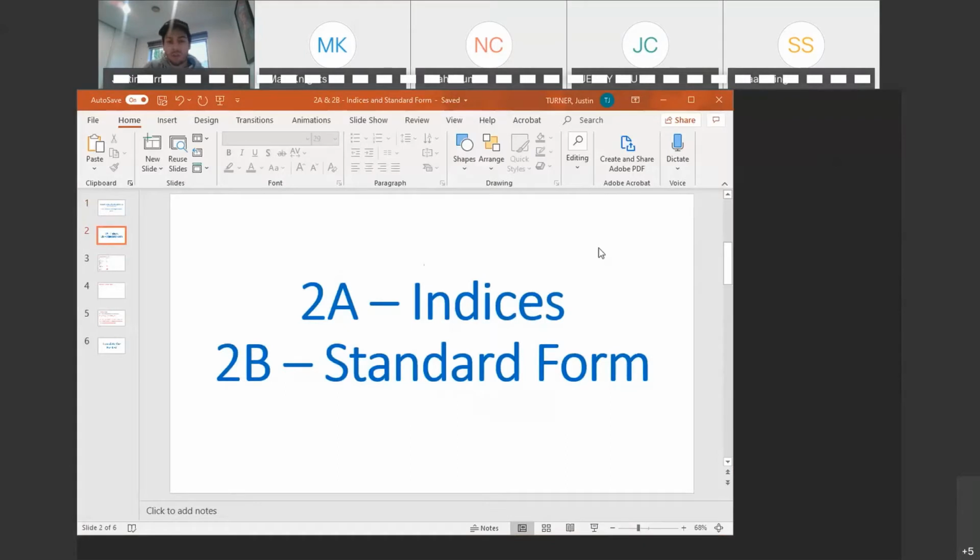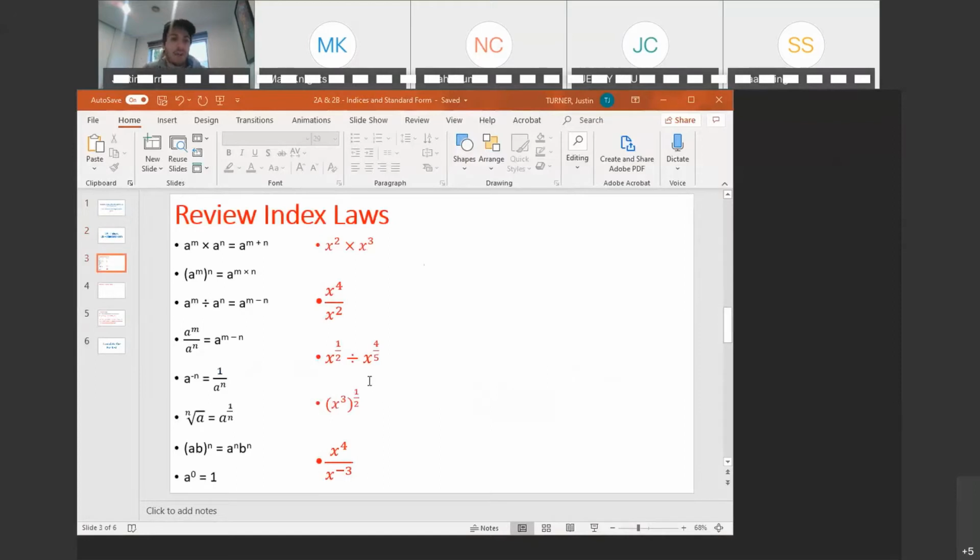All right, so we've only got a few slides to go through. As I said, we're looking at indices and standard form. I can guarantee, as Year 9s, you guys have definitely done index laws. I'm not sure about standard form. Some of you may know what standard form is, some of you might not, but we're going to learn it today regardless. So, as a refresher for index laws, these are all the main index laws that you have probably come across before. I'm just going to do a couple of examples just to refresh our memory on them.